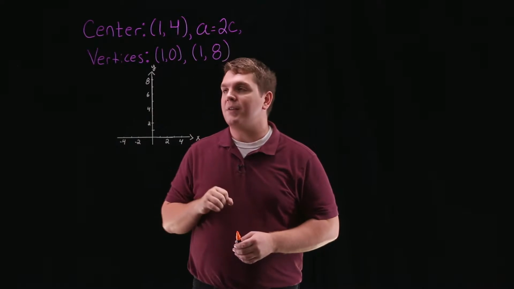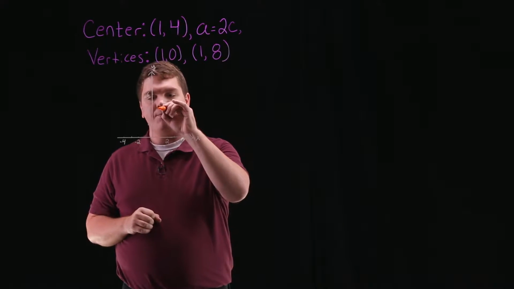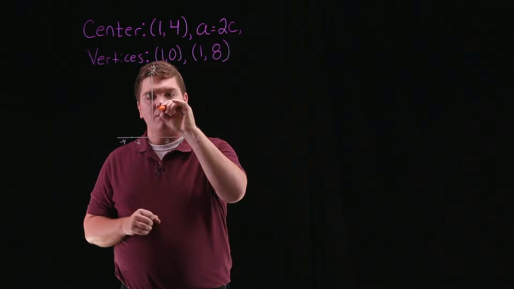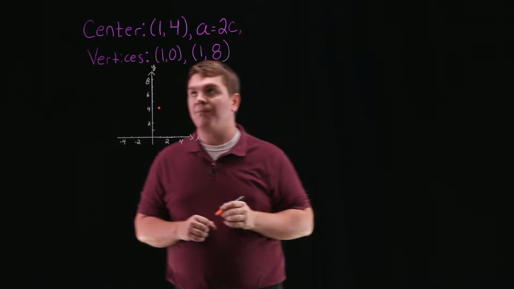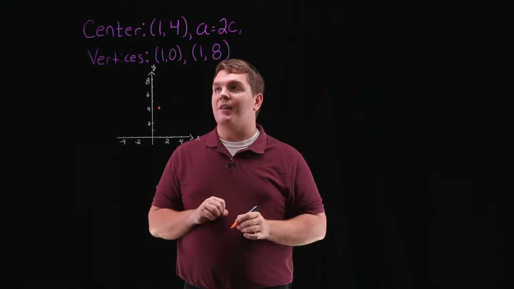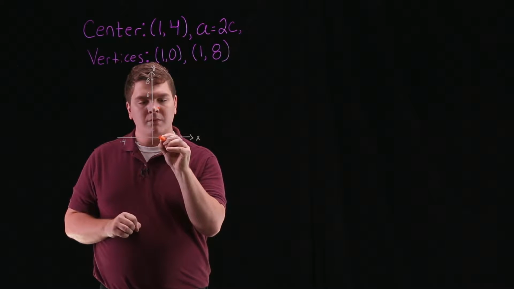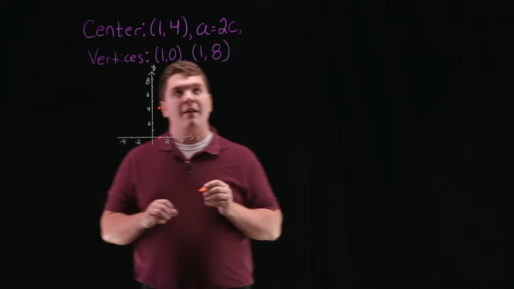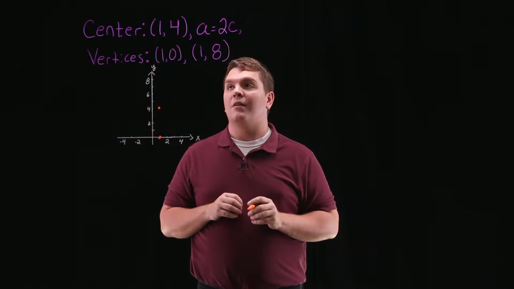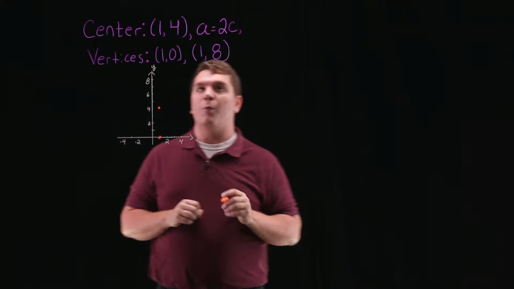So the center we said was the point (1, 4), so let's just plot that point on our graph. And we know that we have a vertex at the point (1, 0), and we have a vertex at the point (1, 8).